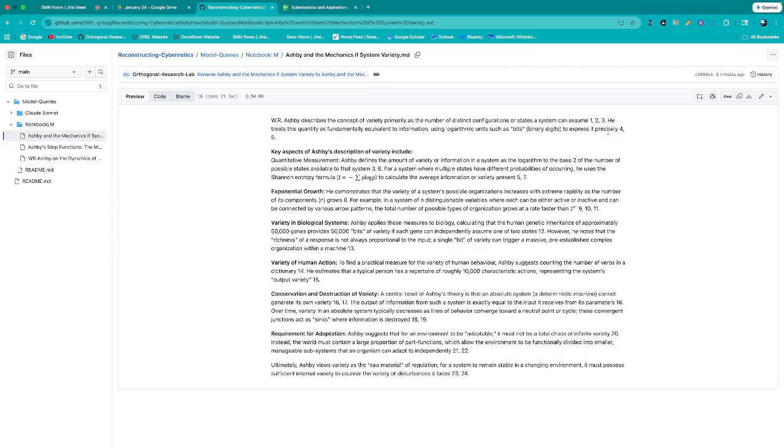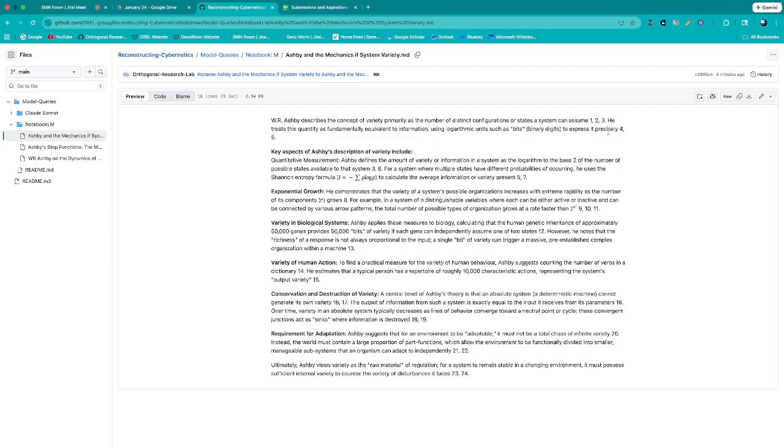So it's bringing in a little bit about complex or dynamical systems in here, where you have limit cycles and other types of attractor basins. And it's kind of interesting. You could ask it again: how does Ashby's concept of variety square away with dynamical systems theory, limit cycles, attractors, things like that.